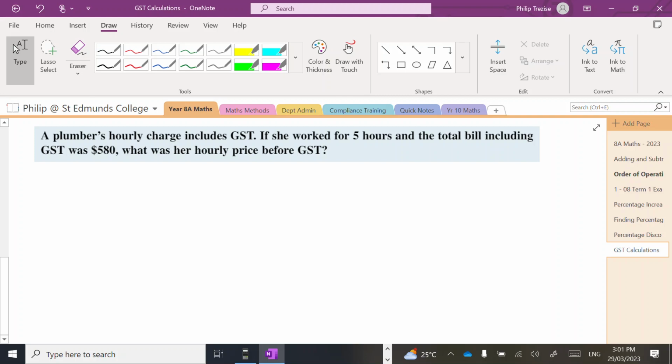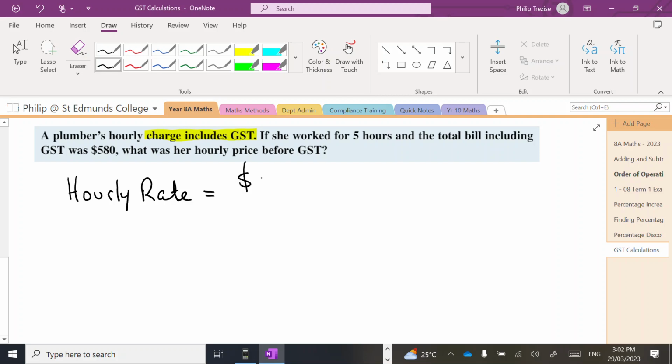Next example. A plumber's hourly charge includes GST. That is important. She works for 5 hours and the total bill was $580. What was the hourly price? So first thing we'll do is work out the hourly rate.